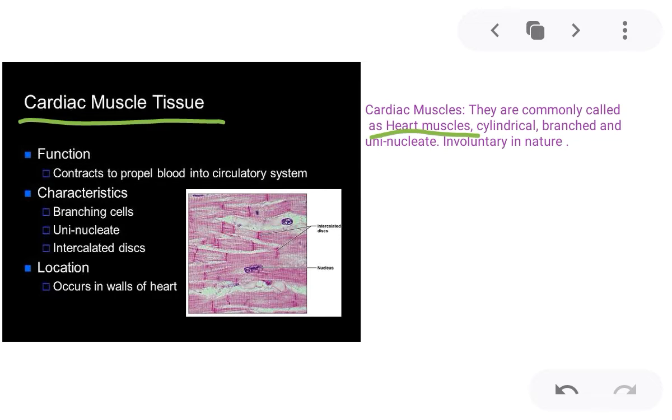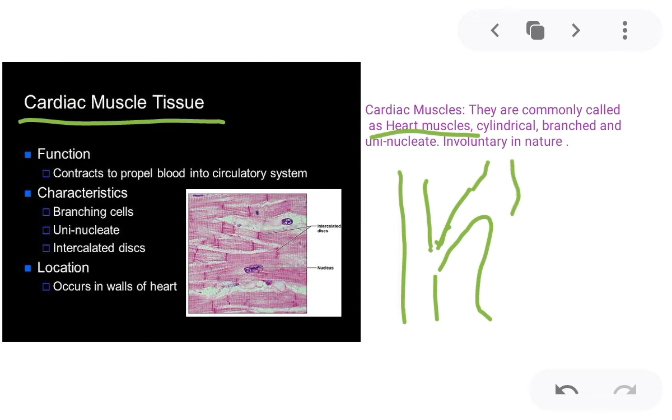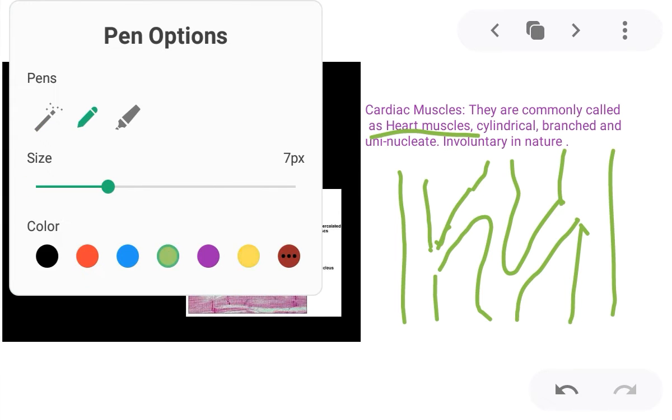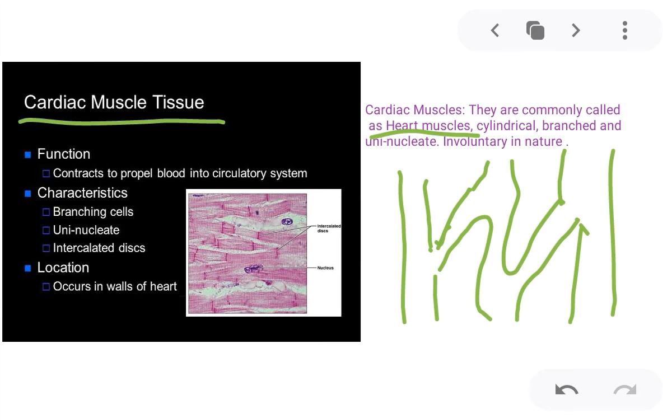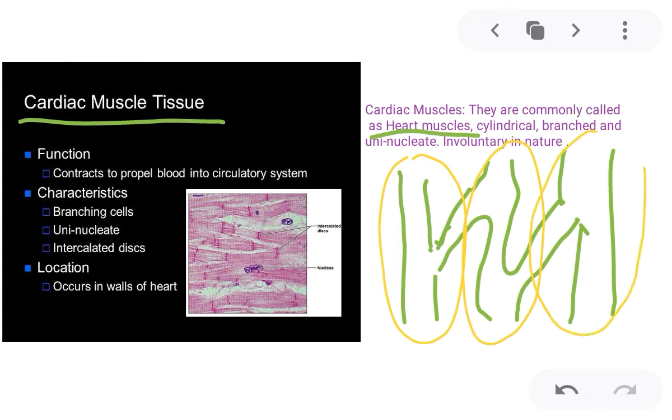You can check this structure. As I said, they are cylindrical and they are branched. They are cylindrical and branched in this way. Suppose you consider this particular one as one tissue. This particular area is one cell, this particular one is another cell, and this particular one is another cell.